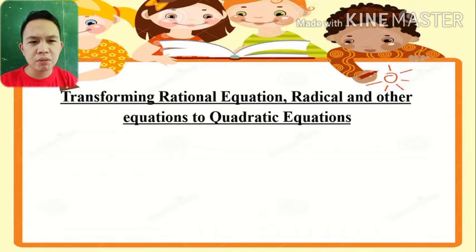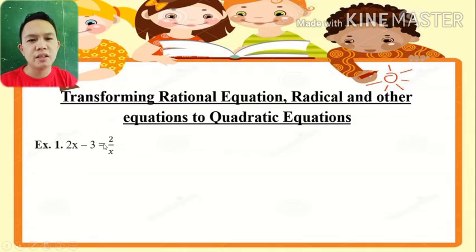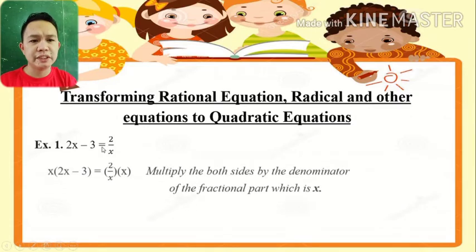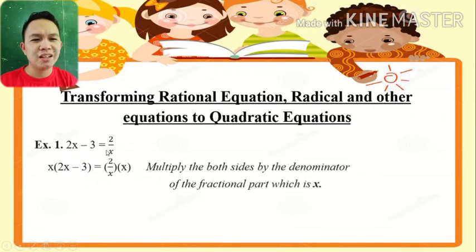So, example number 1, this time we're going to transform na. We have 2x minus 3 is equal to 2 over x. So, we have here a 2 over x which is a rational or a fraction. So, this one is a rational equation. So, to simplify this one, first step is we're going to eliminate the denominator. So, how to eliminate this one? So, ang gagawin nyo, multiply both sides, itong 2x minus 3 sa x, at saka 2 over x sa x. So, yan yung first step ninyo.